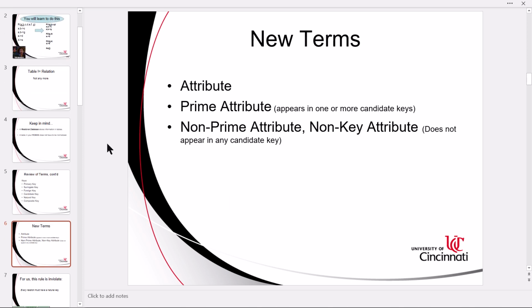New terms. The columns in a table will be referred to as attributes. And remember, we're talking about a process where we don't even have a table yet. That's why the terminology differs a little bit.